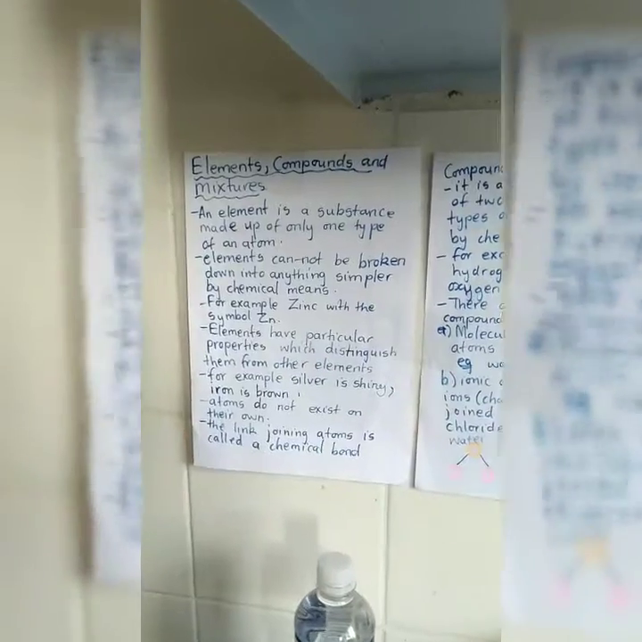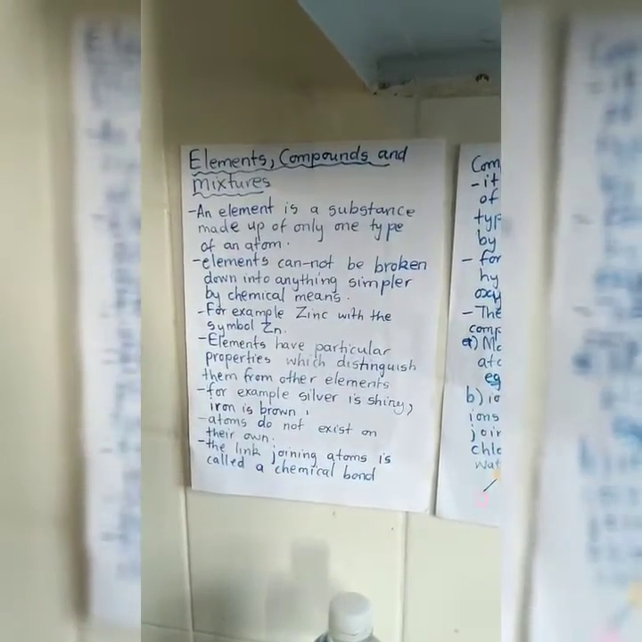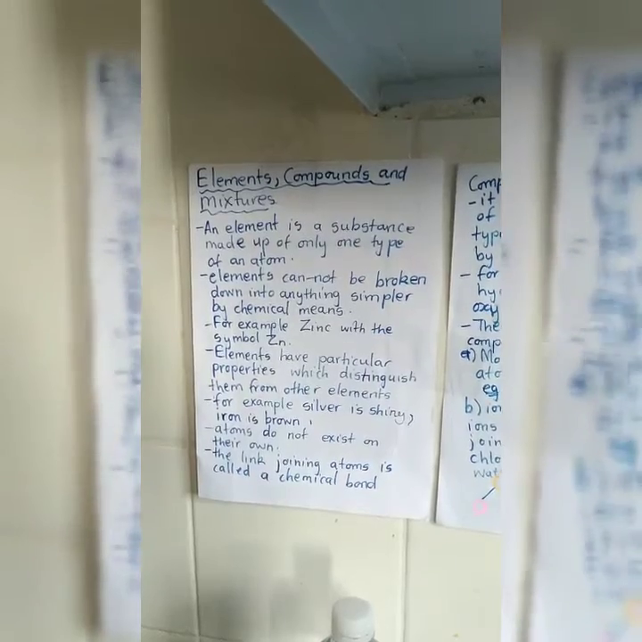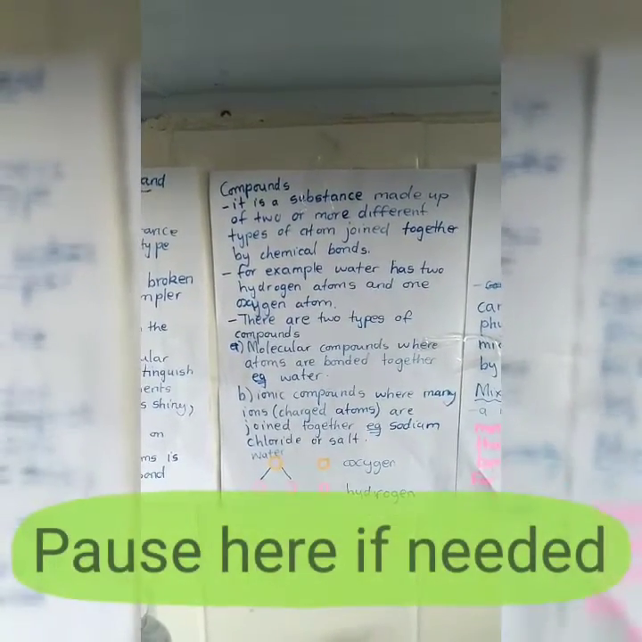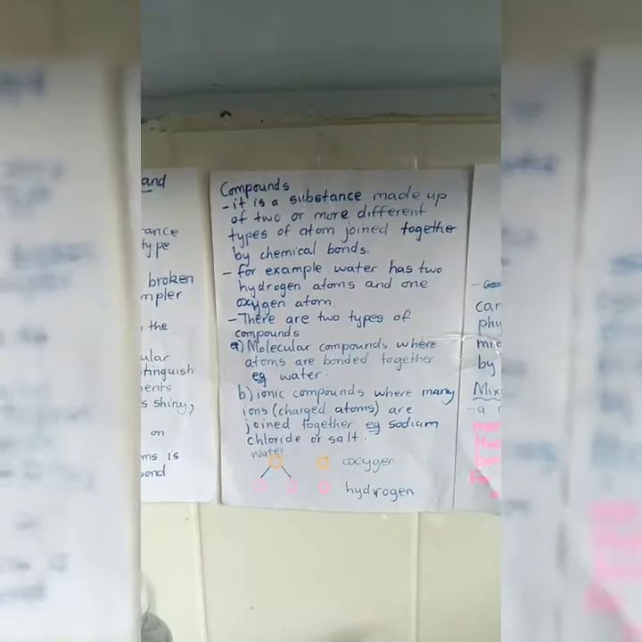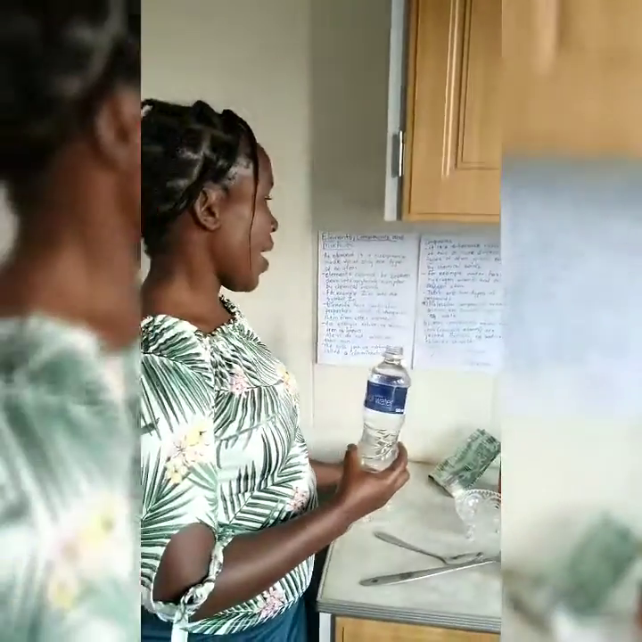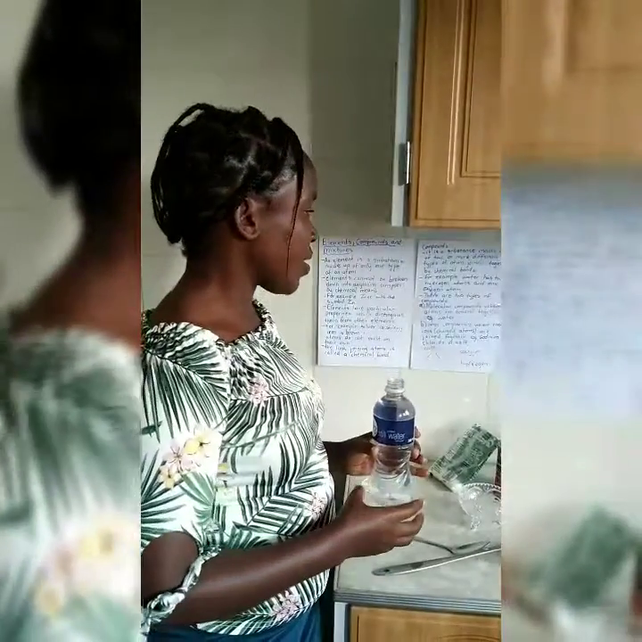And then the atoms of elements are linked together by what we call a chemical bond, and this leads us to compounds. A compound is a substance made up of two or more different types of atoms joined together by chemical bonds. For example, we have water. Water is made up of hydrogen atoms and one oxygen atom.